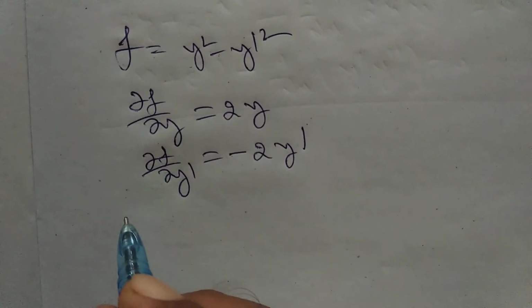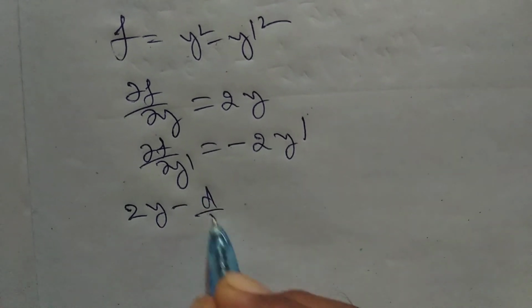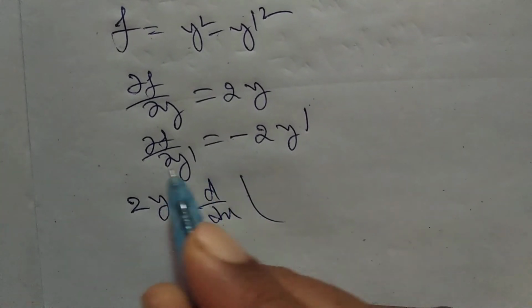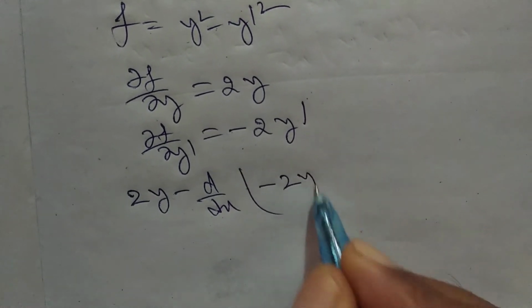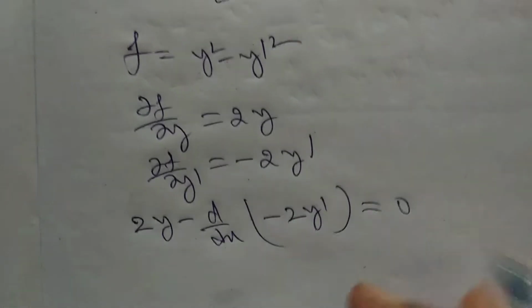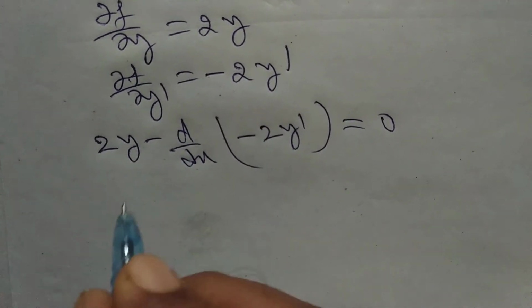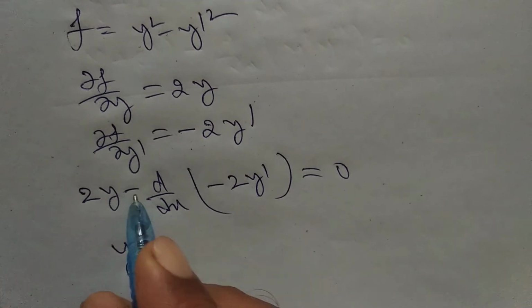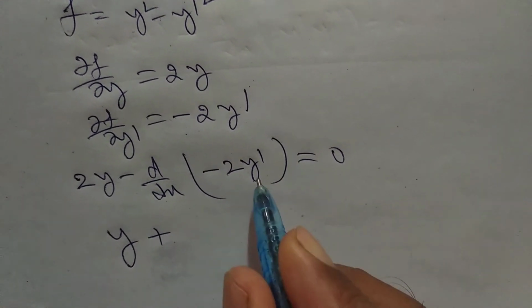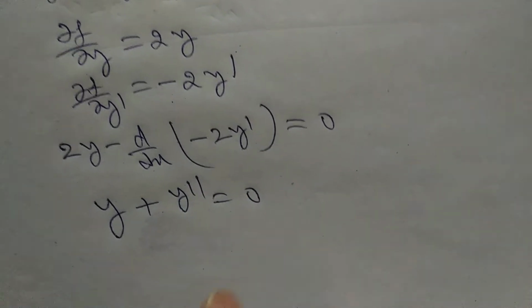What is Euler's equation? Dou f by dou y, that is 2y, minus d by dx of dou f by dou y dash. What is dou f by dou y dash? Minus 2y dash, equal to 0. So substitute here. What do we get? We take 2 common, that 2 cancels. Then remaining y, minus minus becomes plus, d by dx of y dash, that is y double dash, is equal to 0.